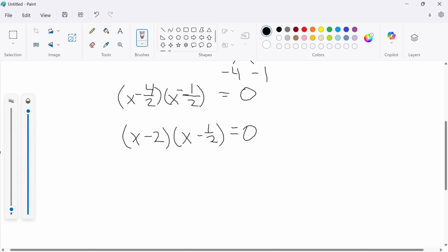If I had to find the factors, it would be x minus 2 and then 2x minus 1. I just multiply both terms by 2 so that the constant there is an integer. But I want to find the solutions. I'll set each one equal to 0. The signs will just flip. It'll be x equals 2 and x equals 1/2. Those are the zeros or solutions.